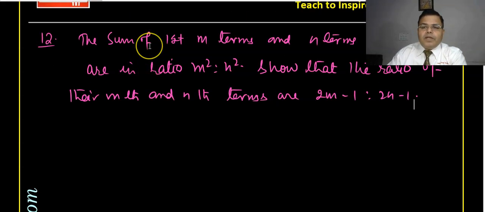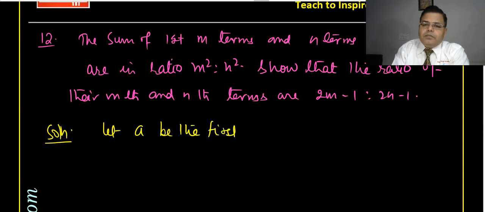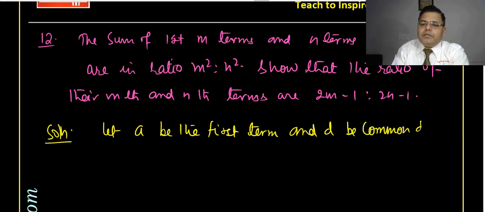So how to deal with this question? We have done a similar question, but not the same. There were two APs there. Here only one AP. Let a be the first term and d be the common difference of the AP. You can write it as usual.